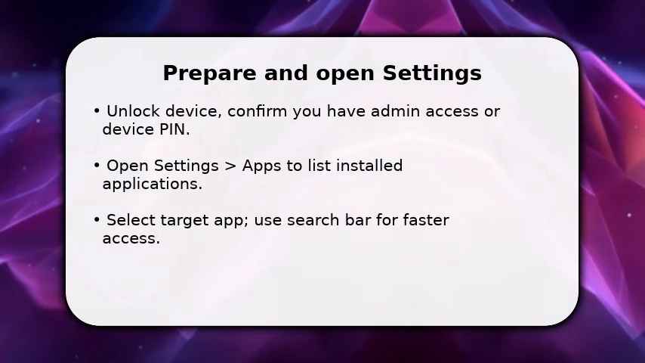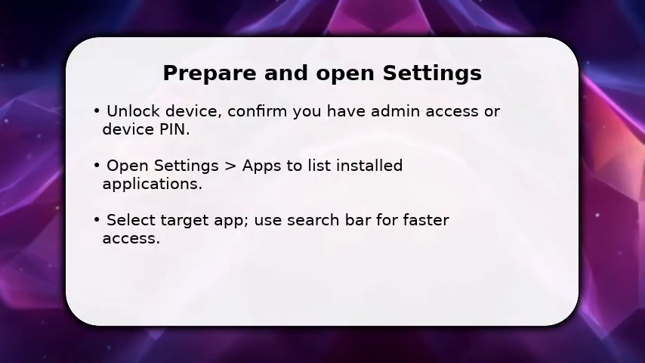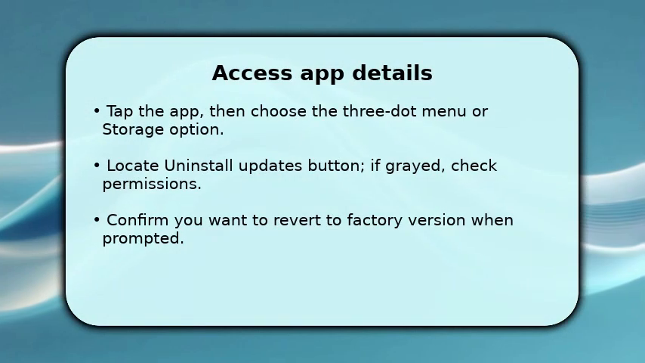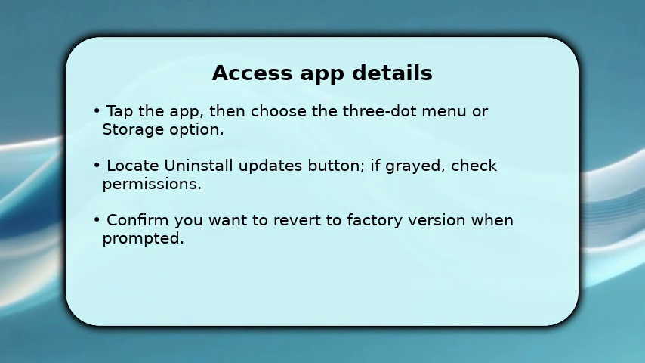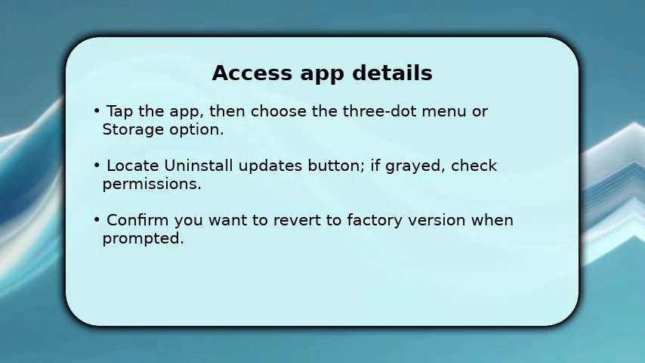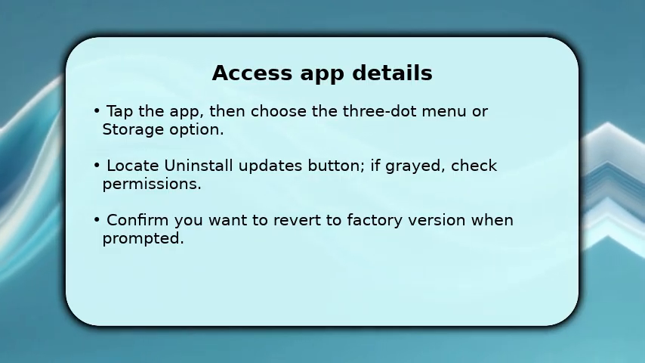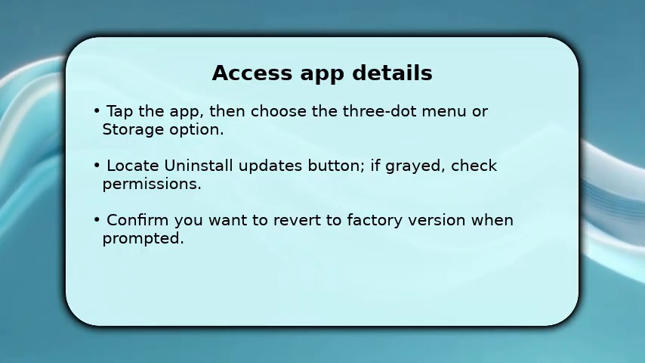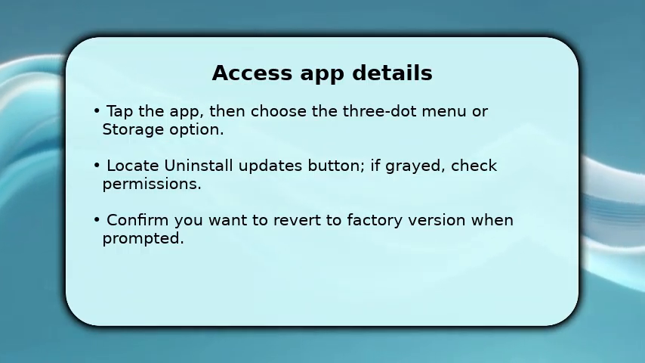This first step exposes the controls you need to uninstall updates instead of removing the whole app. Next, tap the app to open its app info screen where you see permissions, storage, and more. Then access the three-dot menu in the top right or the storage section to reveal the Uninstall Updates option. This reverts the app to the factory version the phone shipped with.